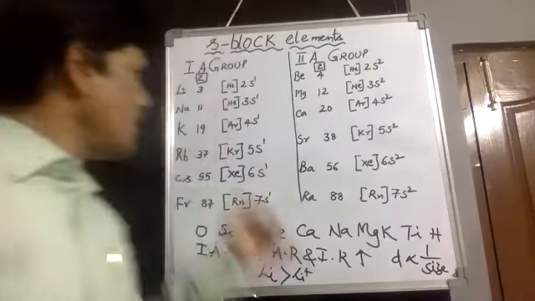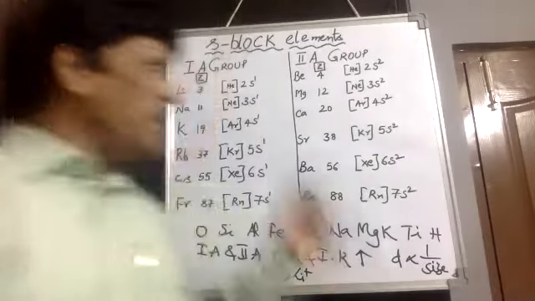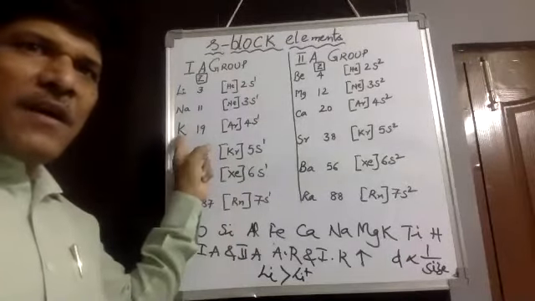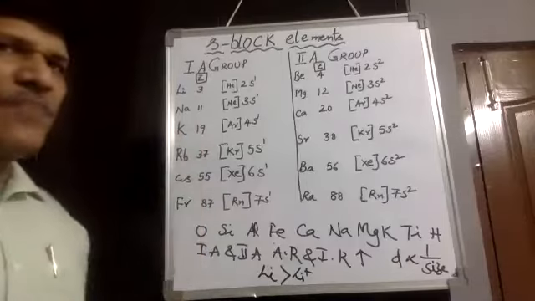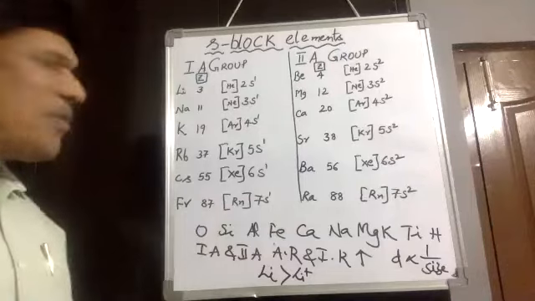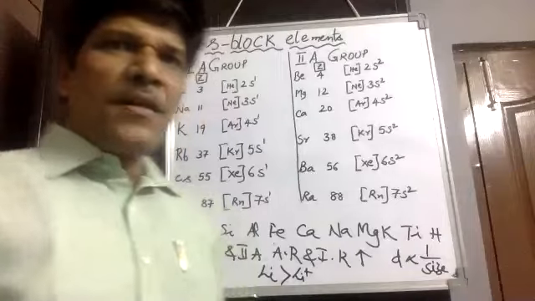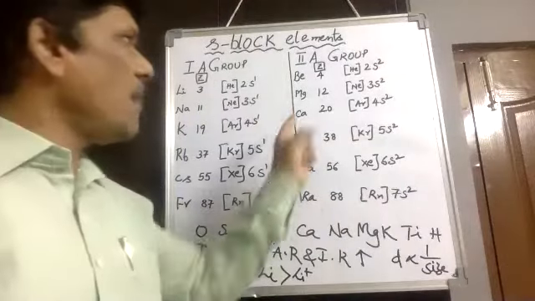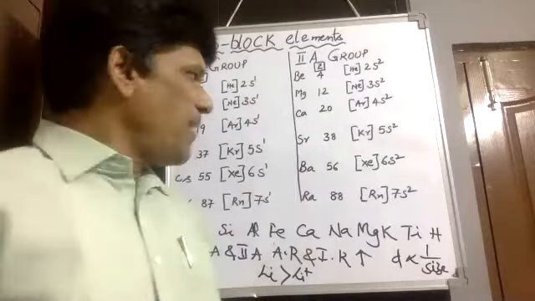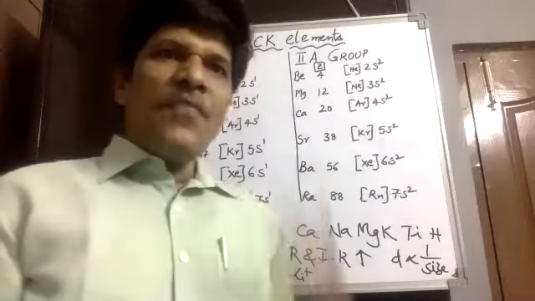Then those are the compounds, and we can also identify elements by flame coloration. Lithium gives crimson red flame color, sodium golden yellow, potassium pink violet or lilac, rubidium red, and cesium sky blue. Beryllium and magnesium cannot give any flame color due to high ionization enthalpy. Calcium shows brick red, strontium red, and barium apple green. Radium and francium are radioactive elements with very small half-life periods.